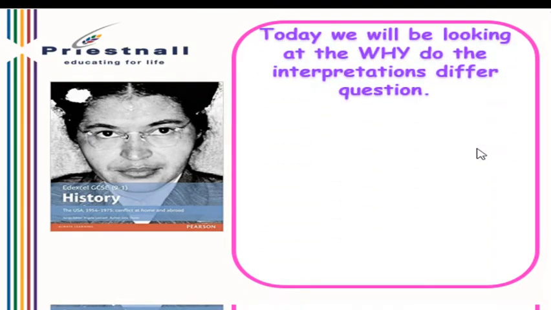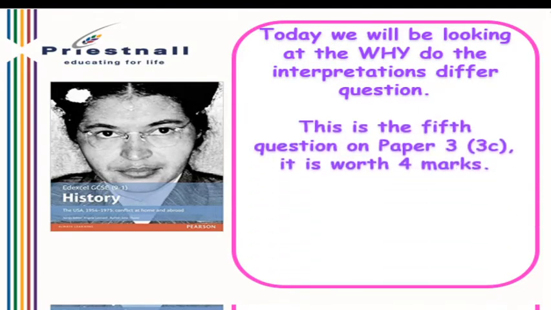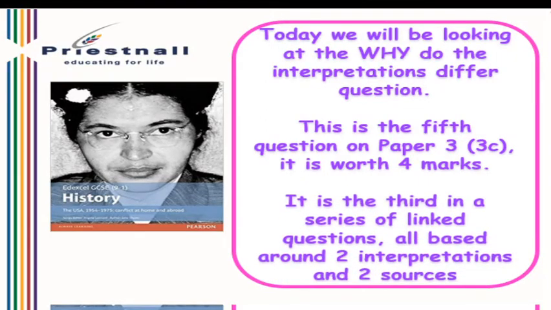In this video, we're going to be looking at the why do the interpretations differ question. So this is the fifth question on paper 3, but it's actually 3C because they're broken down into little component parts, and it's worth 4 marks as well. So just like the last one, it's also worth 4 marks. It's the third in a series of linked questions.